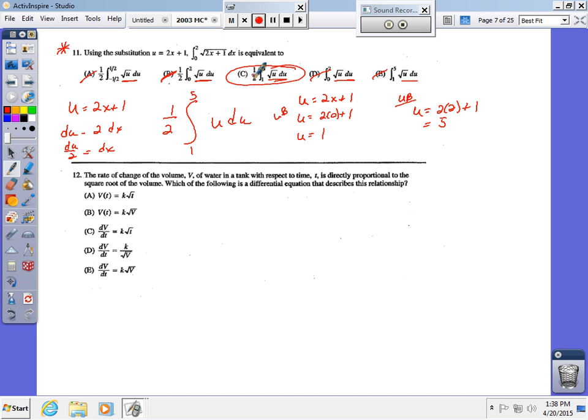Okay, number 12, the rate of change of volume of water of a tank with respect to time. So dV dt, the rate of change of volume with respect to time, is directly proportional to the square root of volume. So that answer is going to be equal to a direct proportion, a constant times the square root of volume, so the square root of V. And that answer looks like it is E. Make sure I'm getting these correct. Yeah, 12 is E.